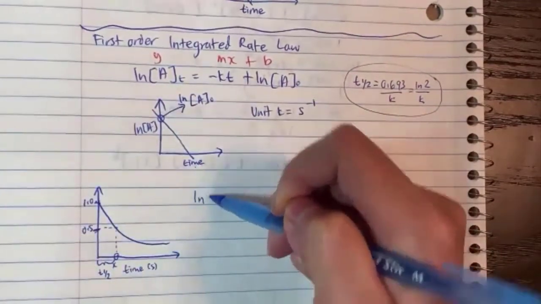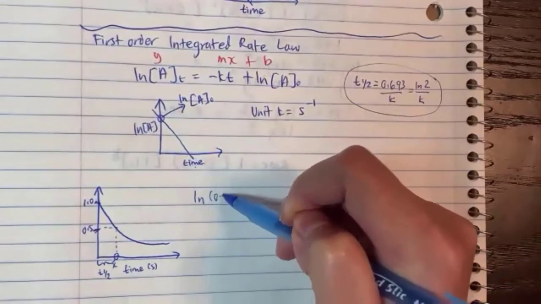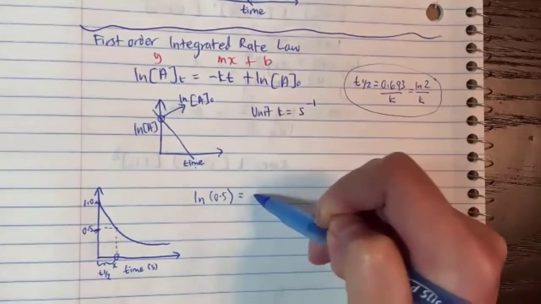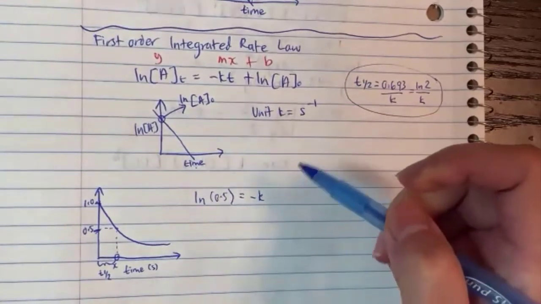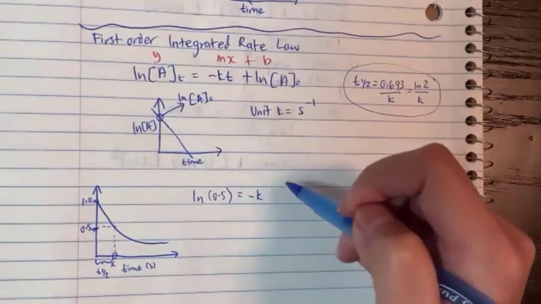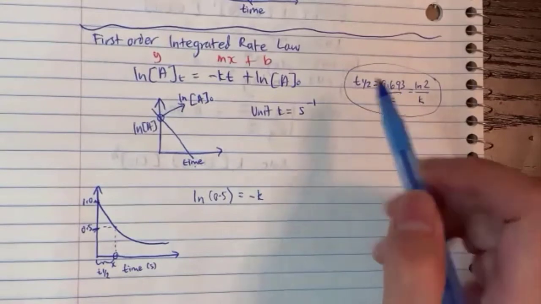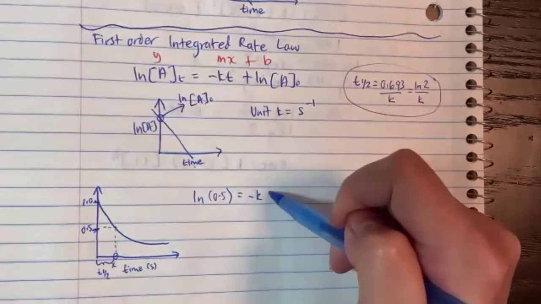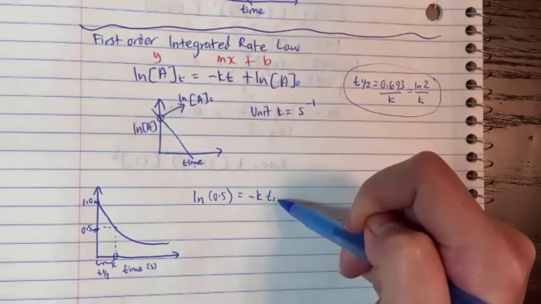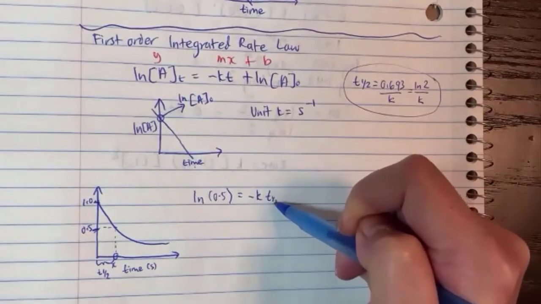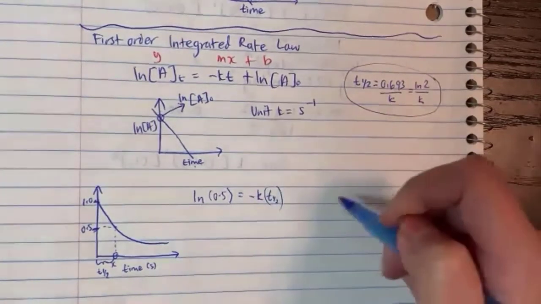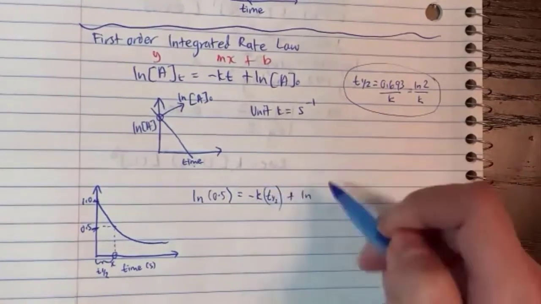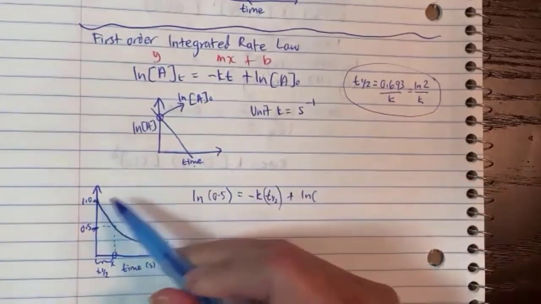So you just go ln, and we're going to put the half in here, and then minus k times the time. k is just the rate constant here, and notice the k is actually in the formula anyway. And instead of just plain time, we know it's the time it takes to go from 1 to half, so it's really the half time, half-life. And then plus ln of the initial, which is 1 right here.